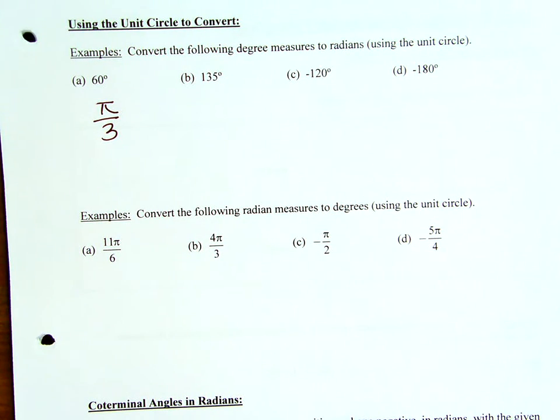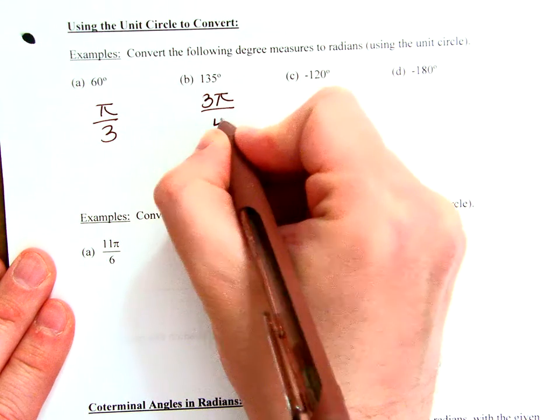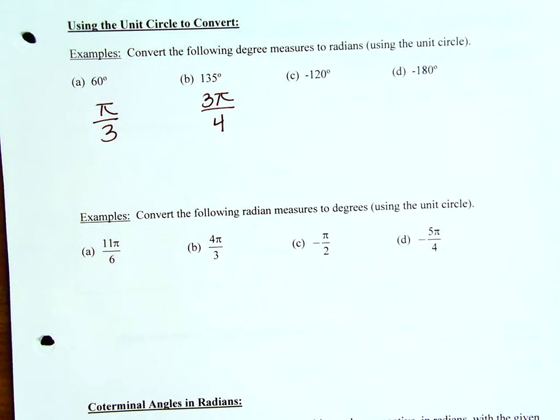Go convert 135 degrees. Find that on the unit circle and just tell what that is in radians. It should be 3 pi over 4. Now, we have some negative angles.